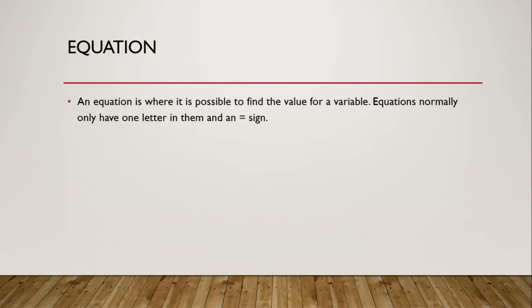Equation now. What is an equation? An equation is where it is possible to find the value for a variable. In other words, equations normally only have one letter in them and an equal sign. So a basic definition, you can just say an equation is an expression with an equal sign. So for example, this one here, 3x plus 7 is equal to 19. Now that is called an equation. It's got the equal sign there.